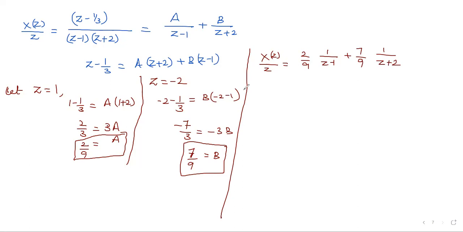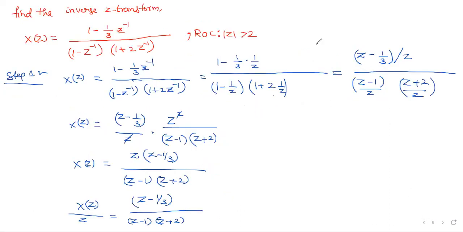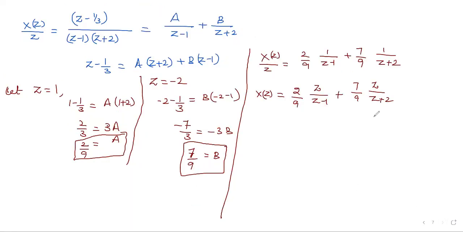Now Z, you send to that side. It will become X of Z is equal to 2 by 9 into Z by Z minus 1, plus 7 by 9 into Z by Z plus 2. Now you see, what is the ROC given? Mod Z is greater than 2. That means both signals are right-sided signals.